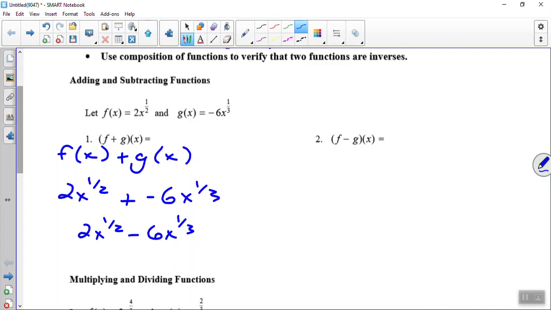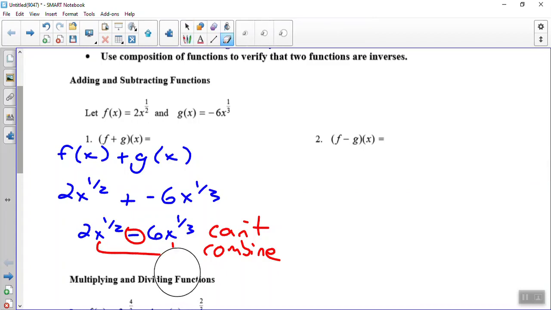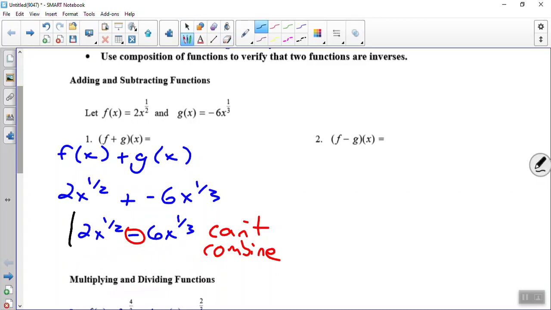Okay, so now what a lot of people want to do here is combine these x's. But you can't because you're subtracting. Okay, we can't combine this anymore. There's no way to simplify this any further. So this is as simplified as this gets.